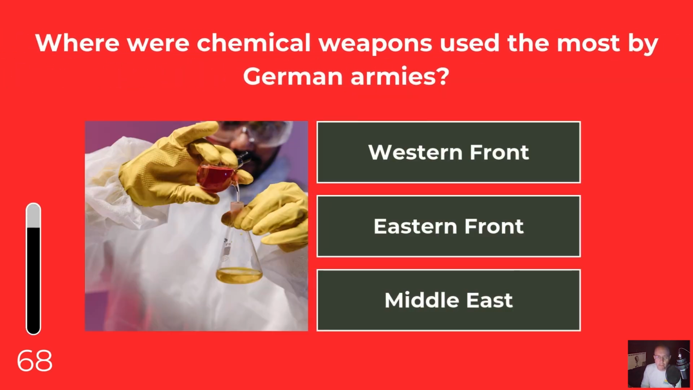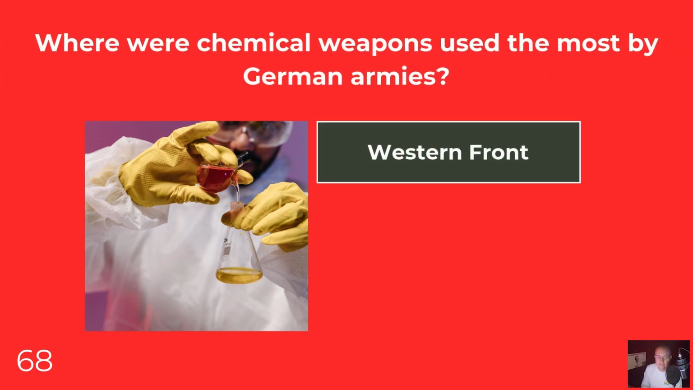Where were chemical weapons used the most by German armies? Was it on the Western Front, the Eastern Front, or did they use them most in the Middle East? They used them the most on the Western Front.